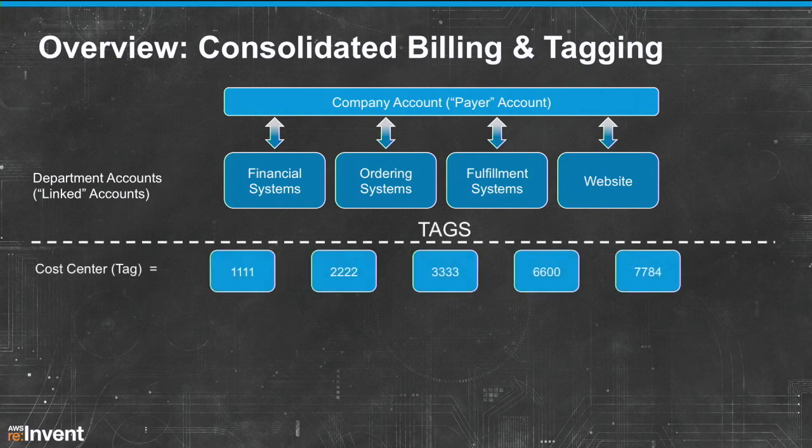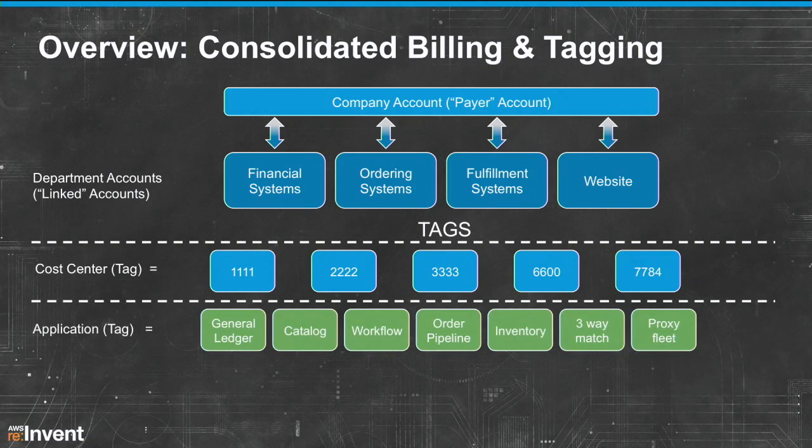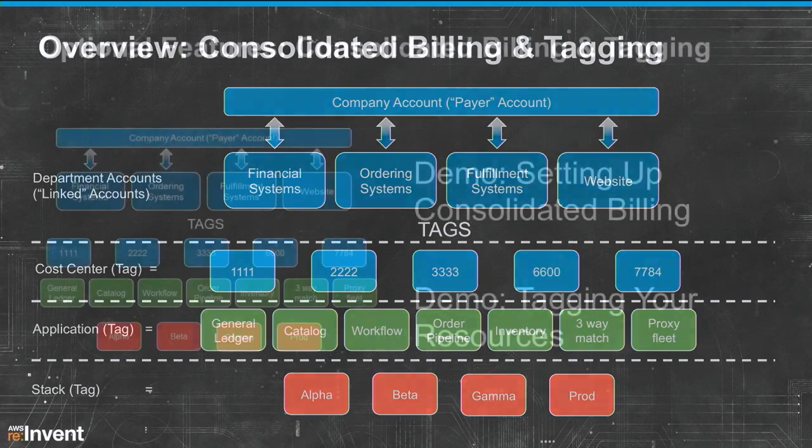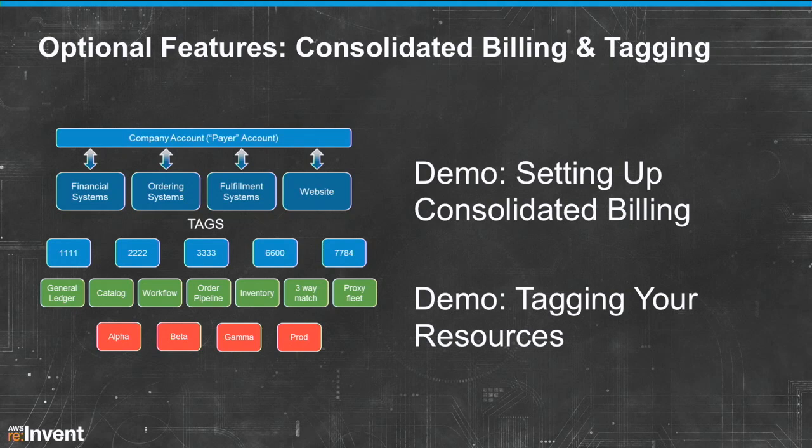You can further create additional structure so you can get some additional insight into your cost by using tags. For example, you can use a cost center tag, or you can use an application tag, or a stack tag. Testing, production, alpha, beta. So we're going to do a short demo for this part as well.